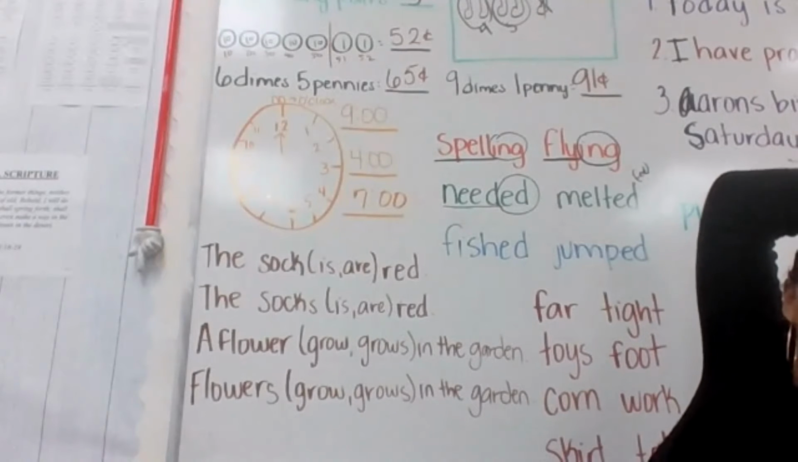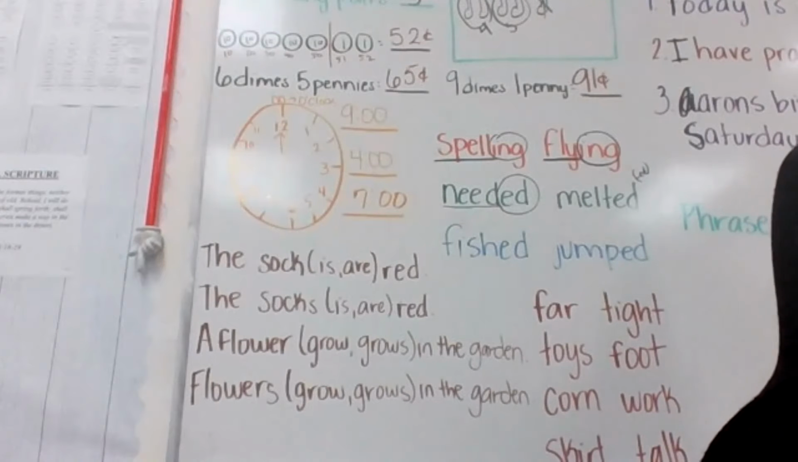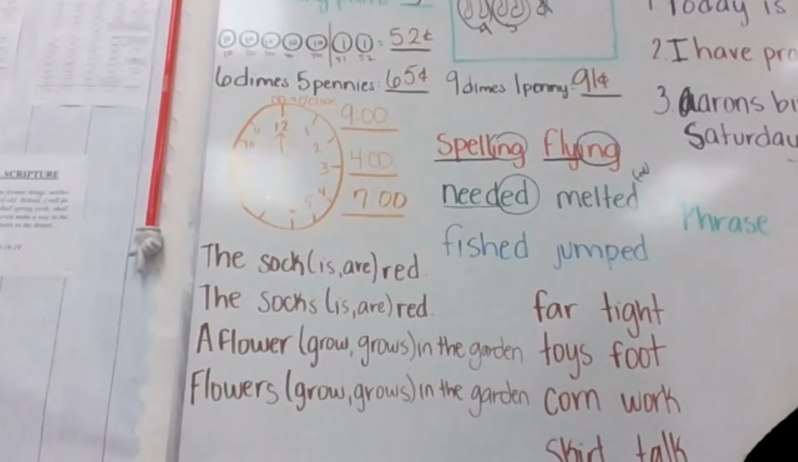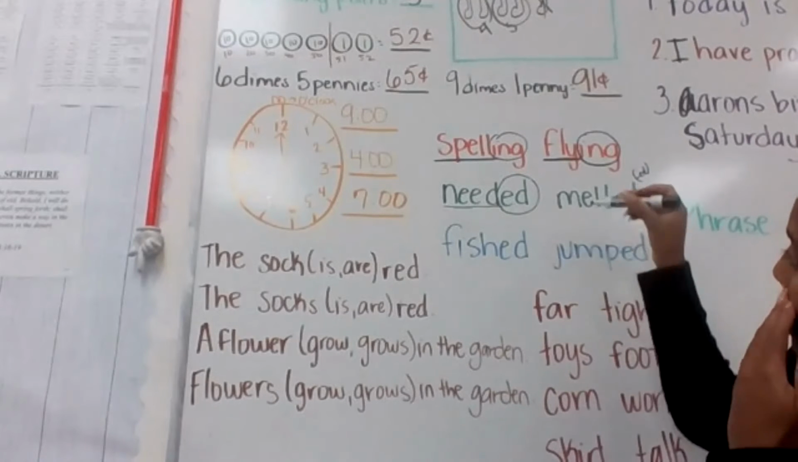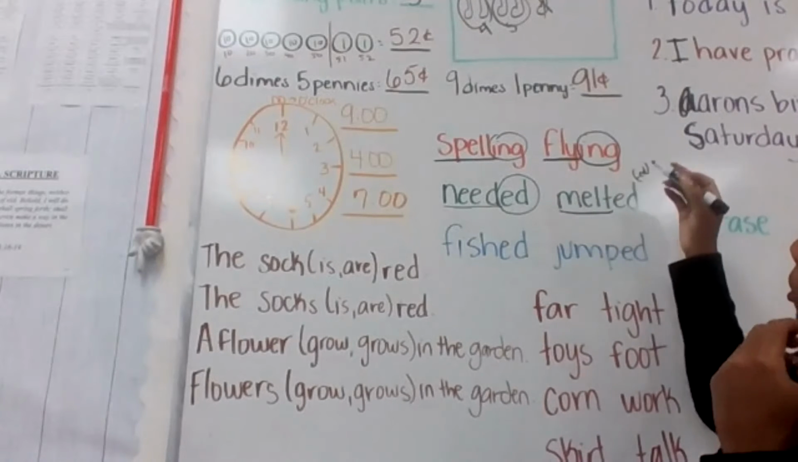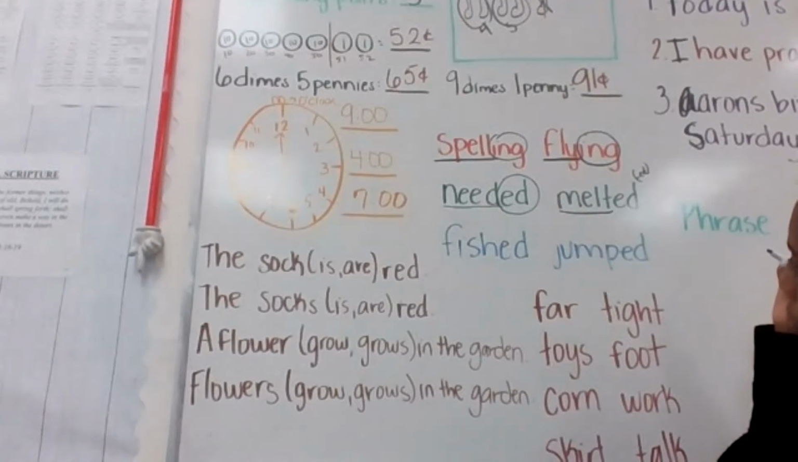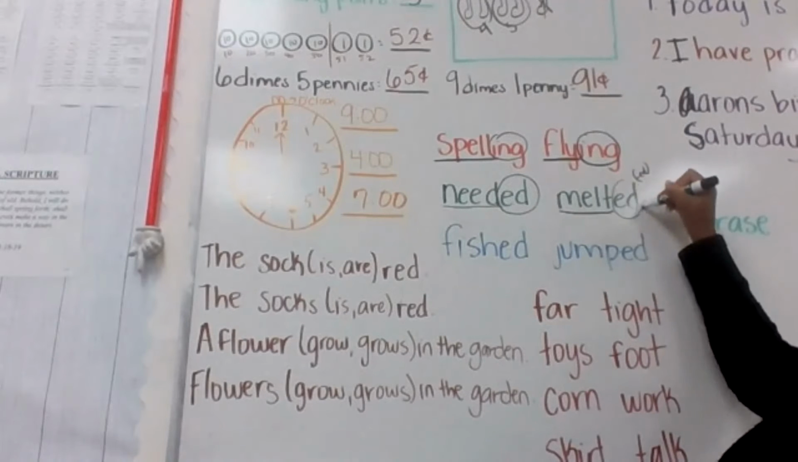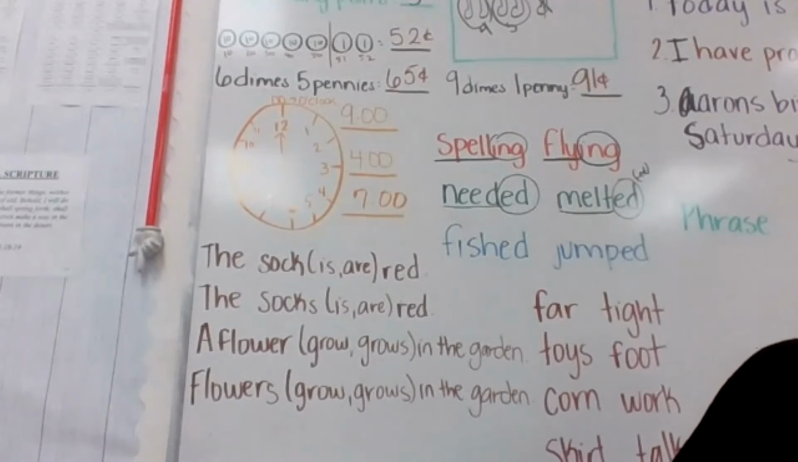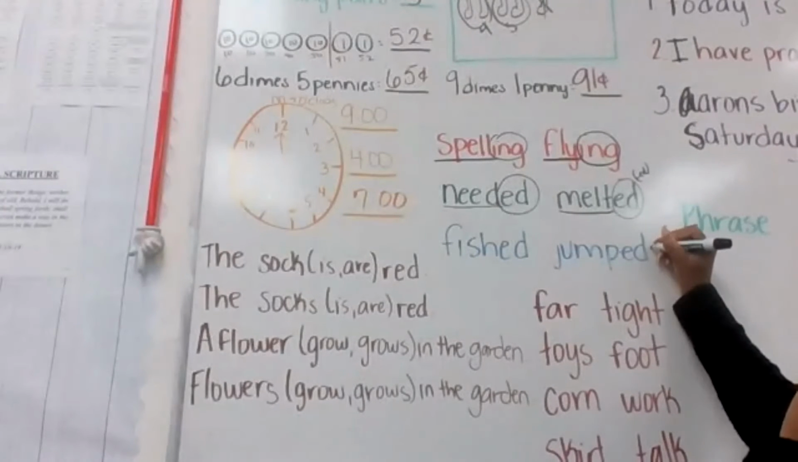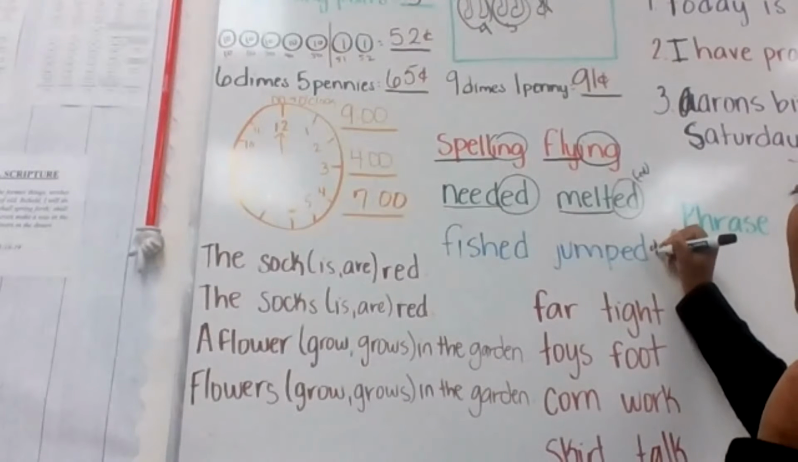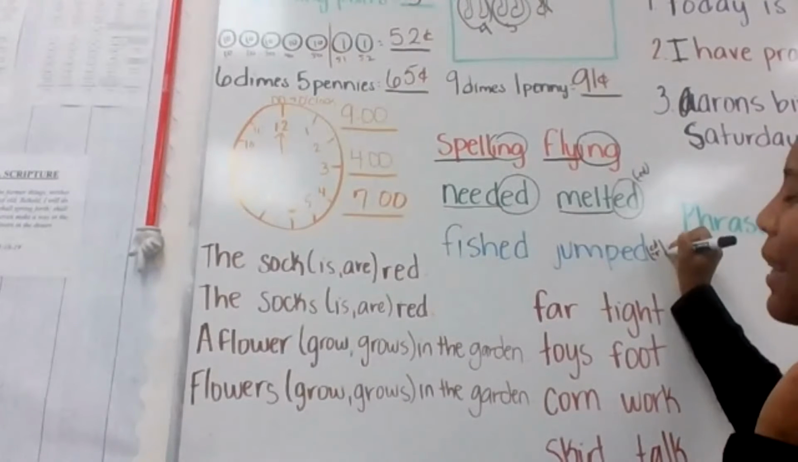Next one here, how would I mark this one? Okay, Faith. Underline melt. Melt. Okay, and circle ed, and the word would be melted. Good. So today we're going to learn our next ed, and this one has the t sound.